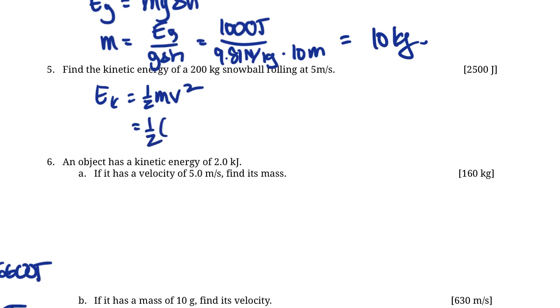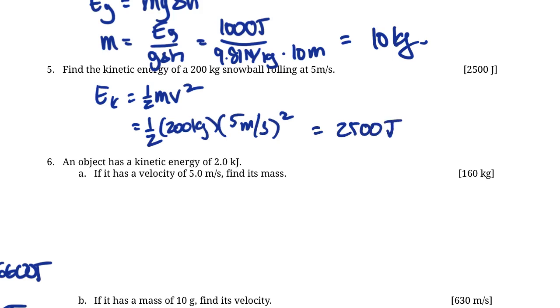So we have 200 kilograms for the mass, and then the velocity is 5 meters per second, squared. There we go. And if we do that calculation, it should come out to, rounding to two significant digits, well, actually, it comes out to exactly 2,500 joules.